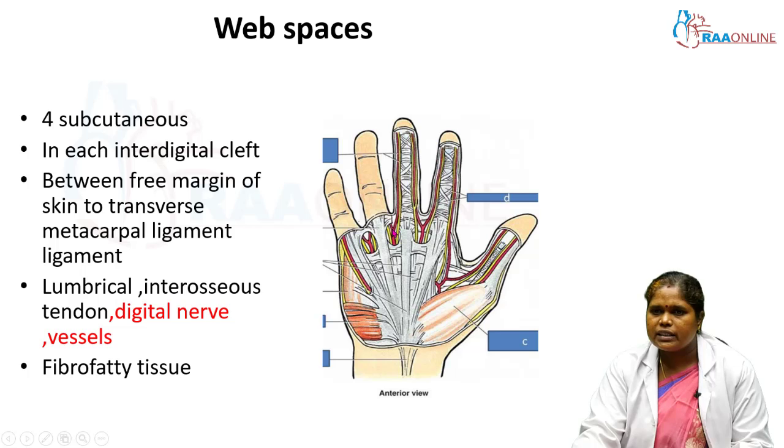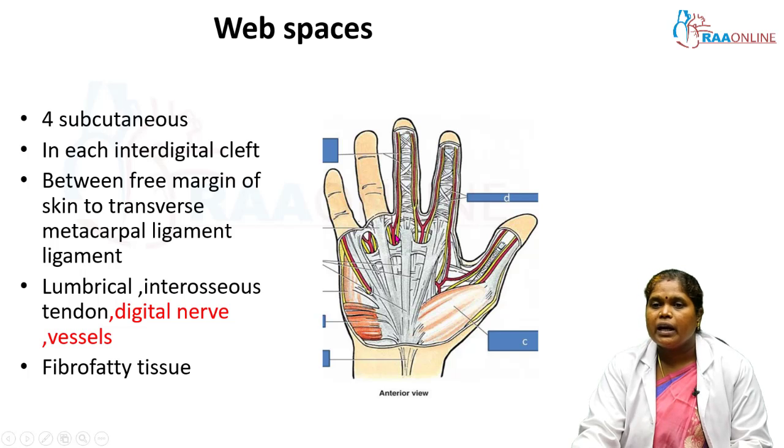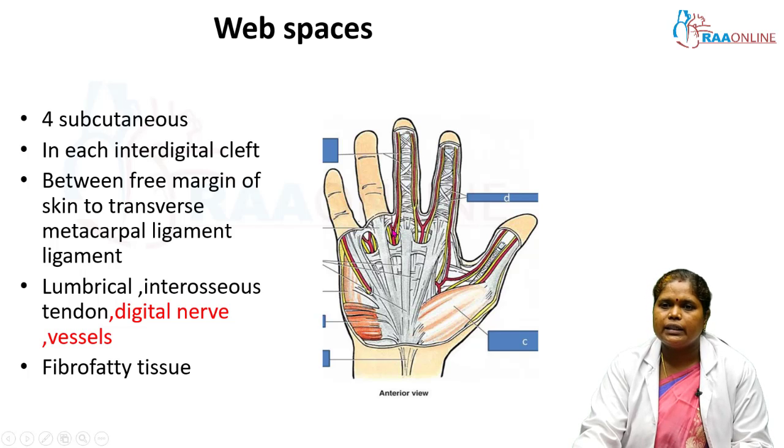And what is there inside the web space? There will be the digital artery, digital nerve, and the tendon of the lumbrical will also pass through that web space. Apart from these 3 structures, there will be fibrofatty tissue. These are the contents of the web space. The web space becomes important because we are going to open the mid-palmar space and the thenar space through this web space only.